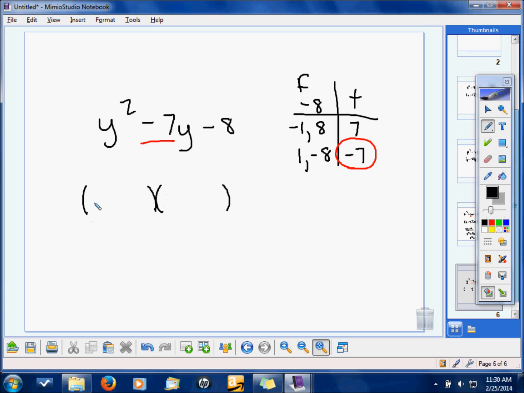It's a very nice thing. We have y, we have y plus 1, and then y minus 8. And it's a really, really neat method.